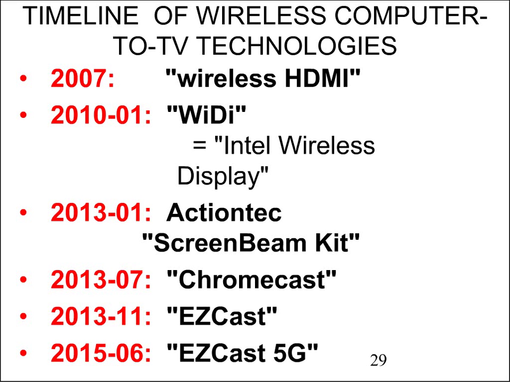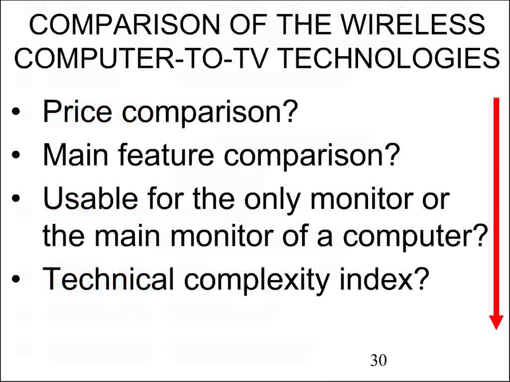In 2013, at different parts of the year, Actiontec came out with something called a Screen Beam Kit. Chromecast was released about the middle of the year. Late in the year, EZCast released their first edition. And then this year, about a month ago, EZCast released their 5G, the 5 gigahertz device. Okay, so those are trends. That's the order in which this technology became available.